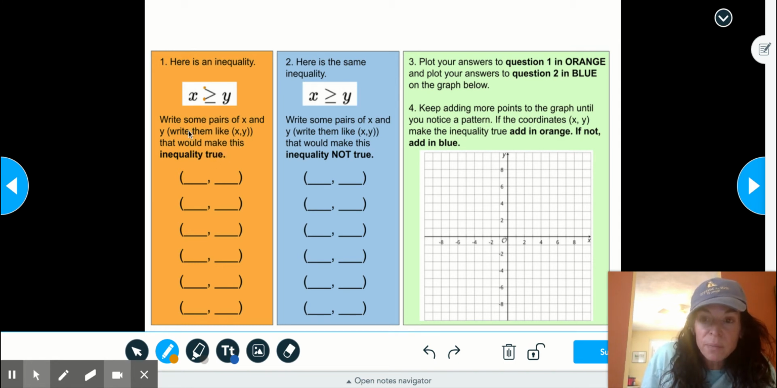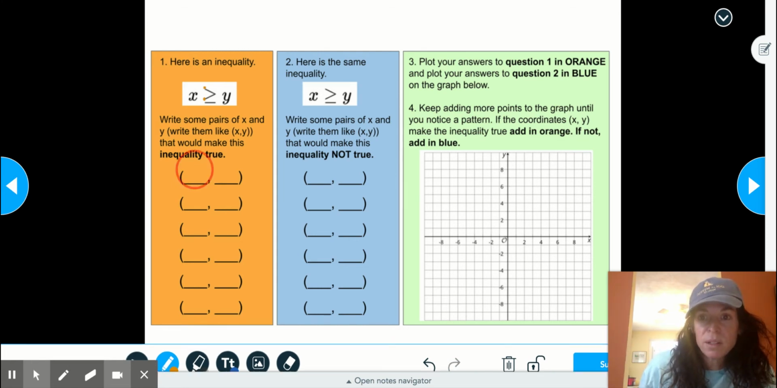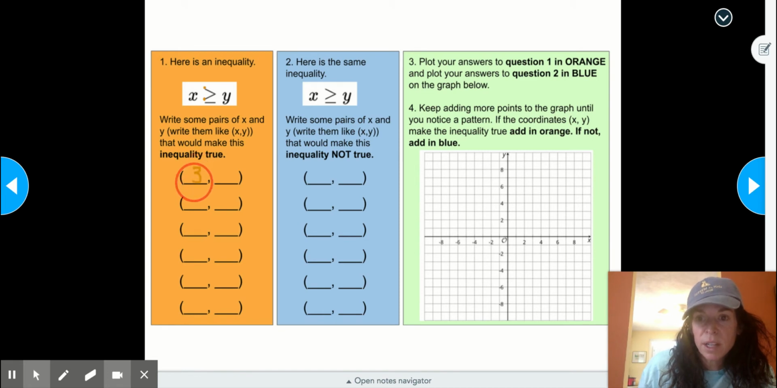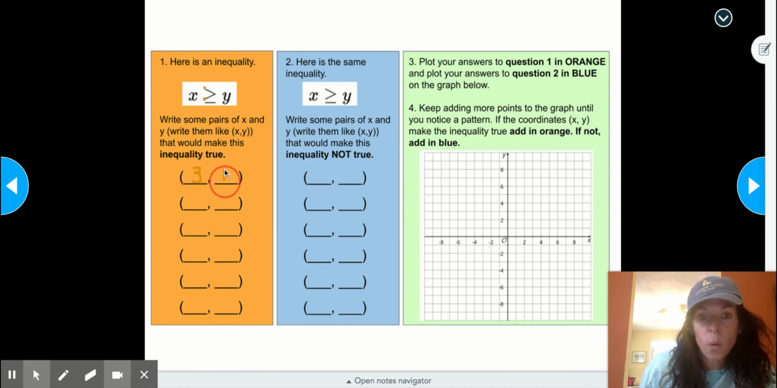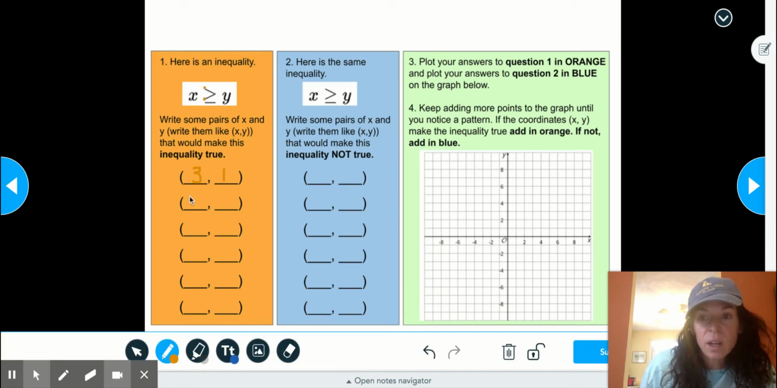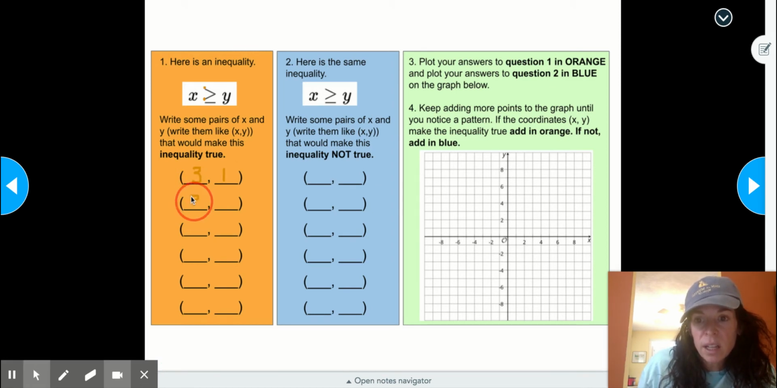We can do that, right? What can we put for x that would be greater than or equal to y? Any numbers. Write some pairs of numbers. All right, so let's just pick a number, 3, and put a number that 3 is greater than, 1, right? Or it could be equal to, what about 3, 3?